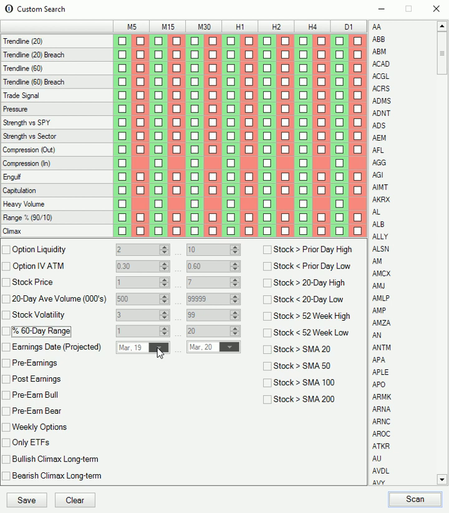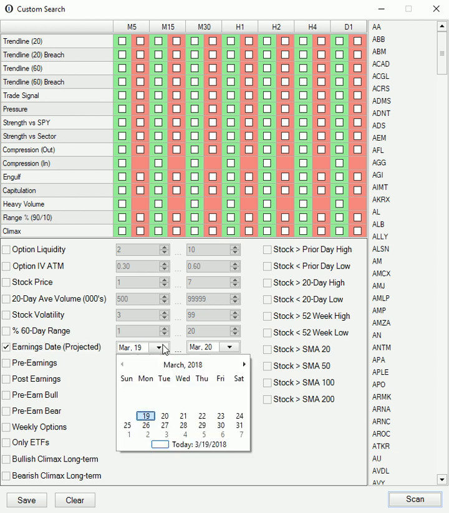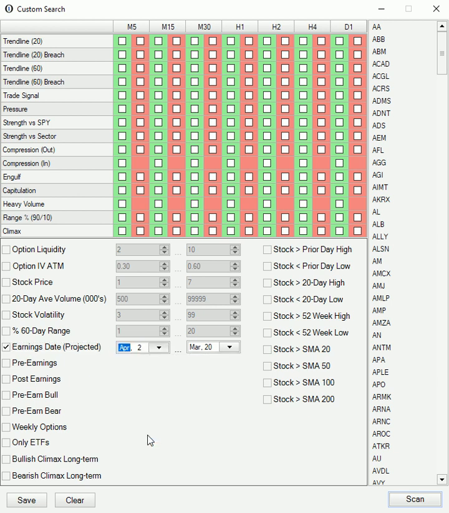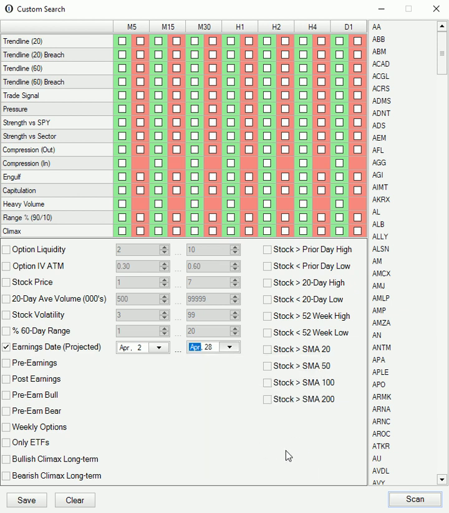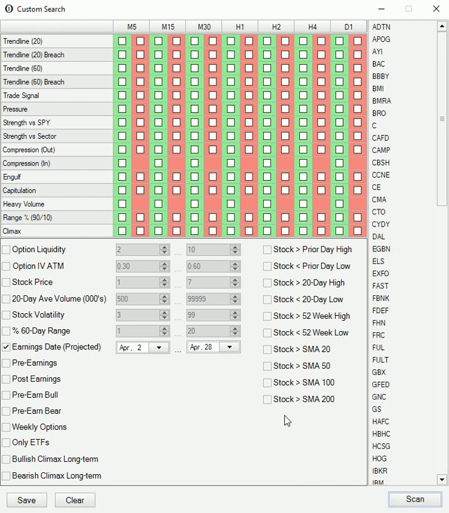I know that this spread is going to expire, and so I mark that, and I'll go out and mark the 1st of April like that, and then it doesn't really matter what I mark after that as far as April is concerned. Maybe I'll go out to the 28th, and then we will hit scan, and you'll see a number of stocks that might fit that criteria. And again, I can narrow my search up here.